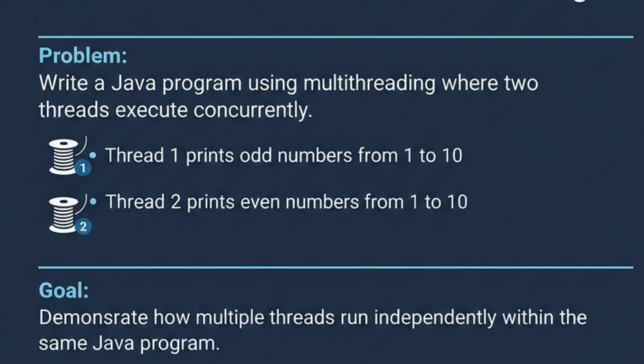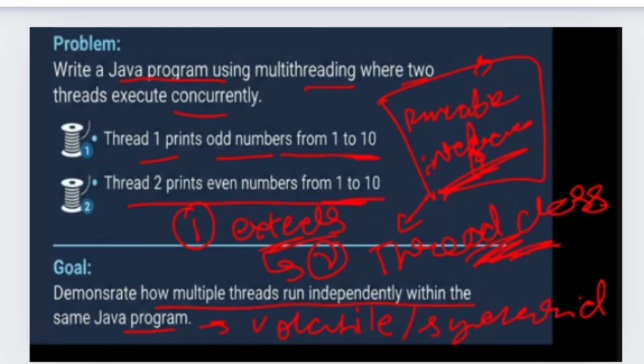Okay, so we are quickly going to create two classes. One thread is going to print the odd numbers from 1 to 10, and the second thread is going to print the even numbers from 1 to 10. The goal is to show how multi-threading runs independently in the same Java program. We are also going to use the volatile or synchronized keyword to understand it in more detail. Okay, now let's start the code.